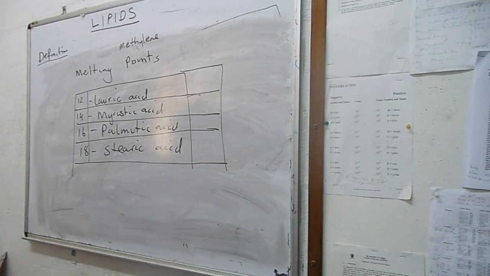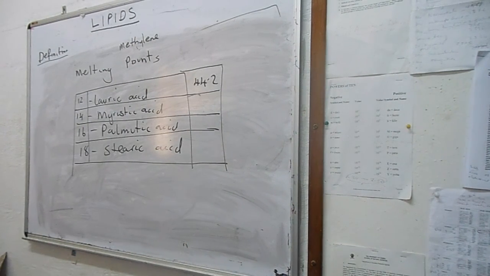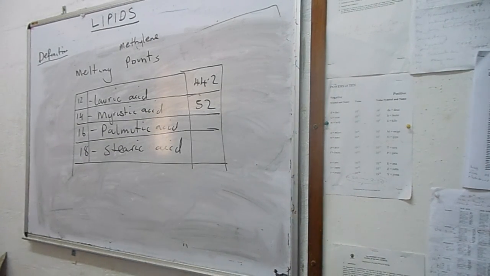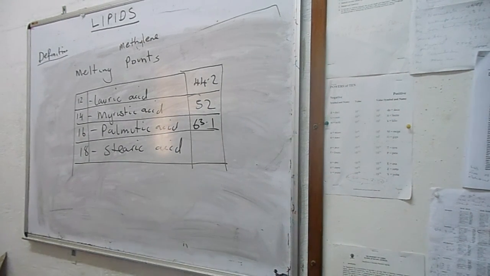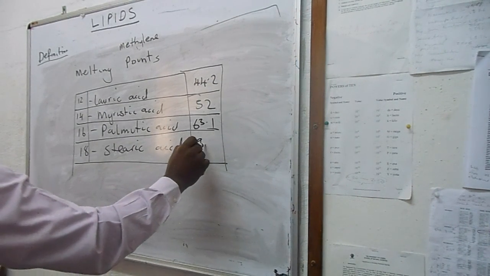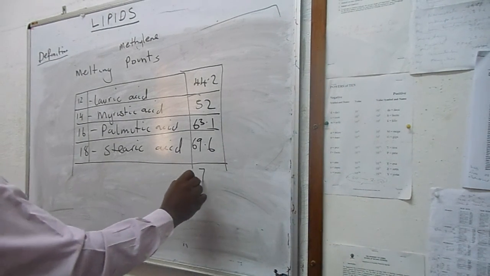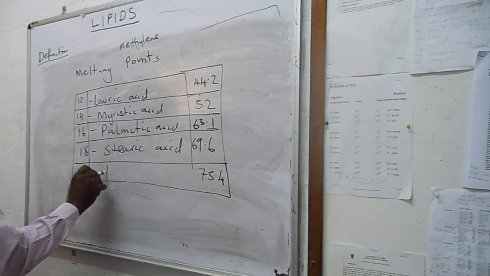If you have melting points, the melting point of lauric acid will be 44.2, whereas that of myristic acid will be 52. The one for palmitic acid will be 63.1. That of stearic acid will be 69.6, and that of arachidic acid will be 75, somewhere there.